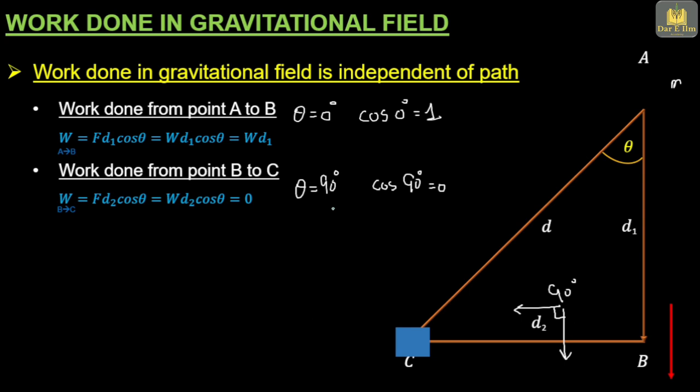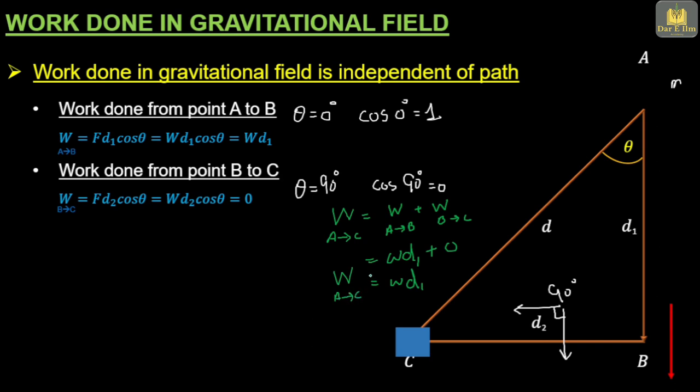Now we are going to find out the total amount of work done. Total work, that is from A to C via the point B, is W A to B plus W B to C. So W A to B has the value W D1 and W B to C is 0. So we get the result W D1. This is the total amount of work done.